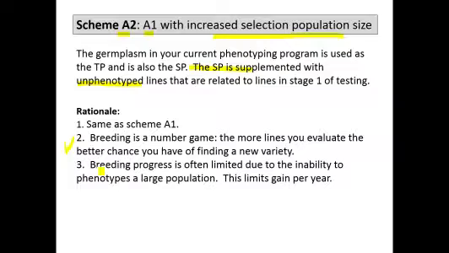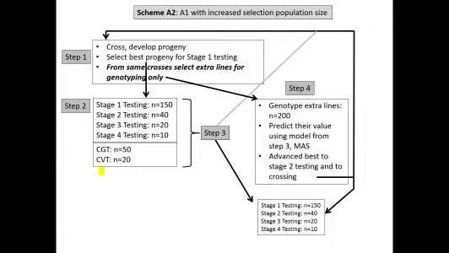The more lines you evaluate, the better your chances are of finding a new variety. So your goal should always be to find ways to evaluate as many lines as possible. Breeding progress is often limited by the inability to phenotype a large population, and this limits your gains per year. So here is Scheme A2.